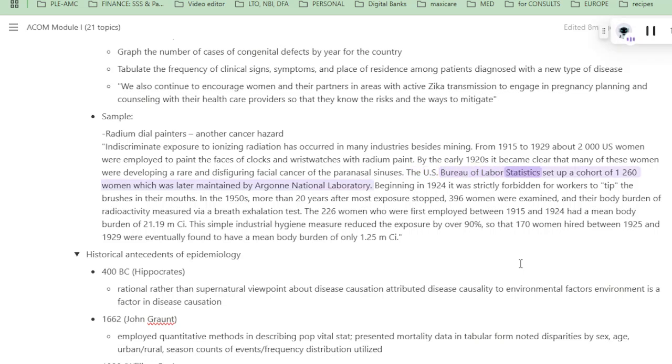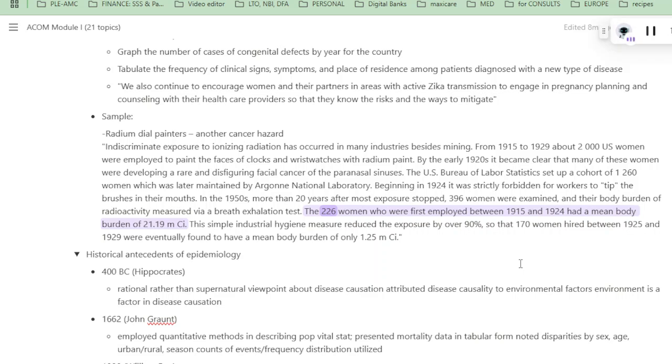The U.S. Bureau of Labor Statistics set up a cohort of 260 women, which was later maintained by Argonne National Laboratory. Beginning in 1924, it was strictly forbidden for workers to tip the brushes in their mouths. In the 1950s, more than 20 years after most exposure stopped, 396 women were examined, and their body burden of radioactivity measured via a breath exhalation test.